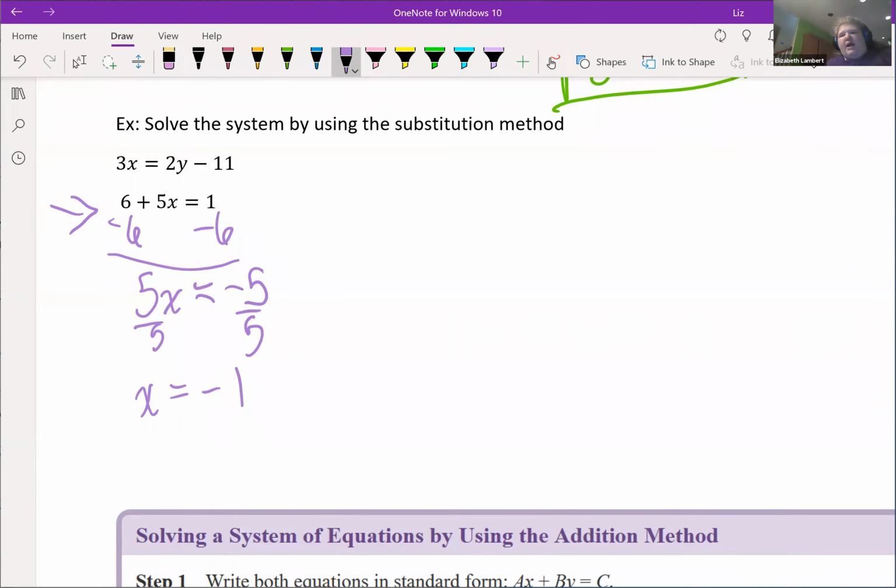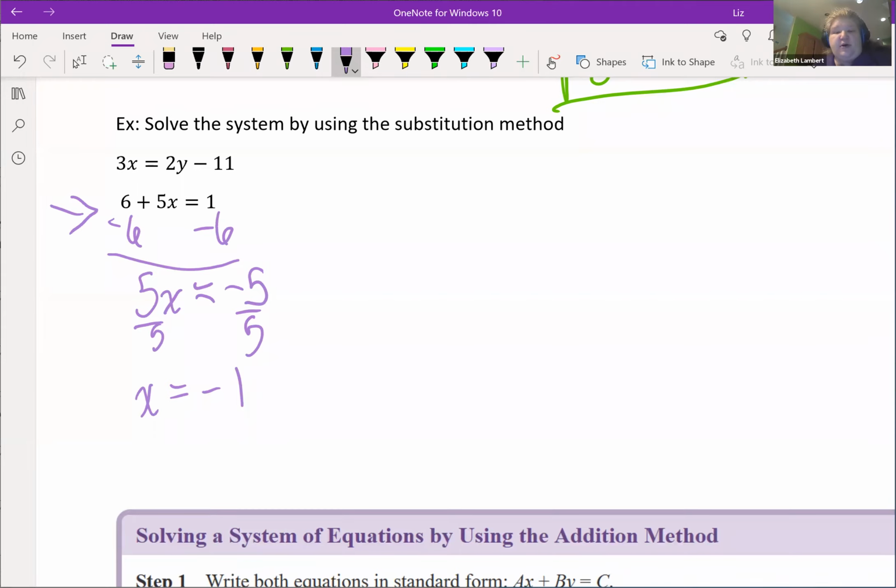Now I need to know the y number that goes with this. Well, I can't plug it back into the second equation because there's no y value to solve. There's no y variable there. So I have to plug it back into the first equation. Now, before we do that, though, I want you guys to pause and think about, these are graphs. These are lines I can draw in an xy plane. So I've solved this one for x. What the heck is x equals -1?